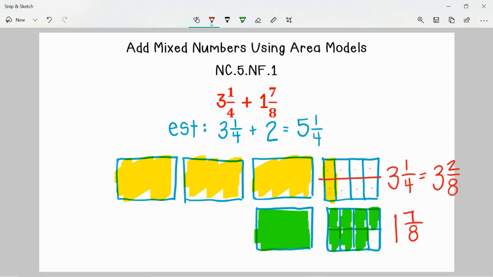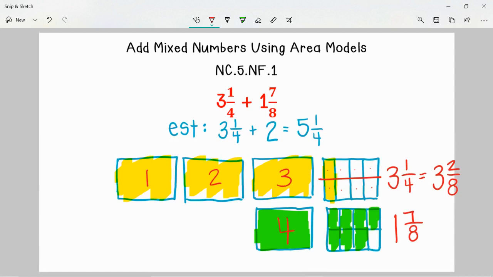And so when we look at this, some students might like to just draw all of the wholes all over again and then add the fractions in an entire new area model. Some may like to work with what you have here already. So I'm going to show how you can use what you've modeled already to help solve. So we have a whole here. So we have 1, 2, 3, 4 wholes.